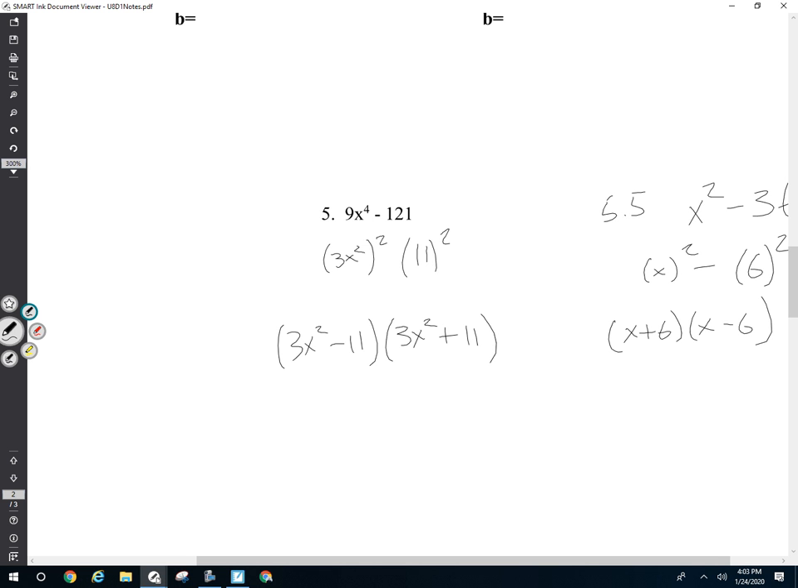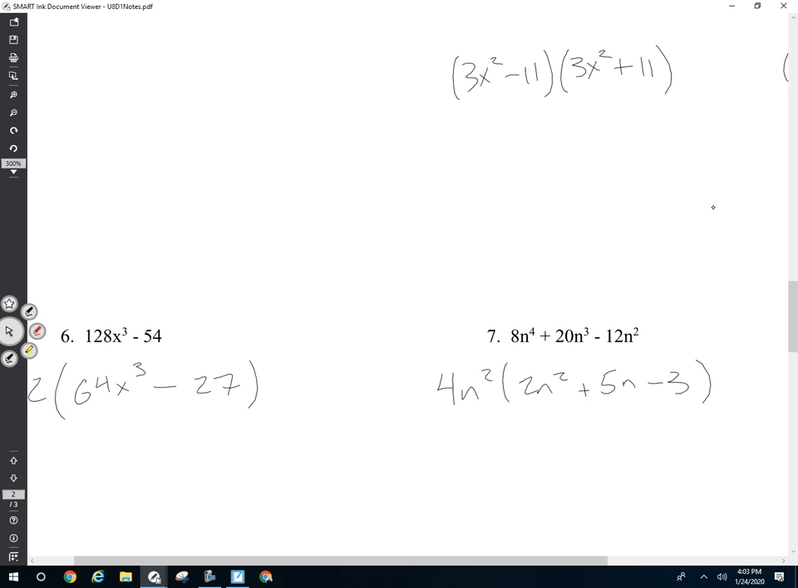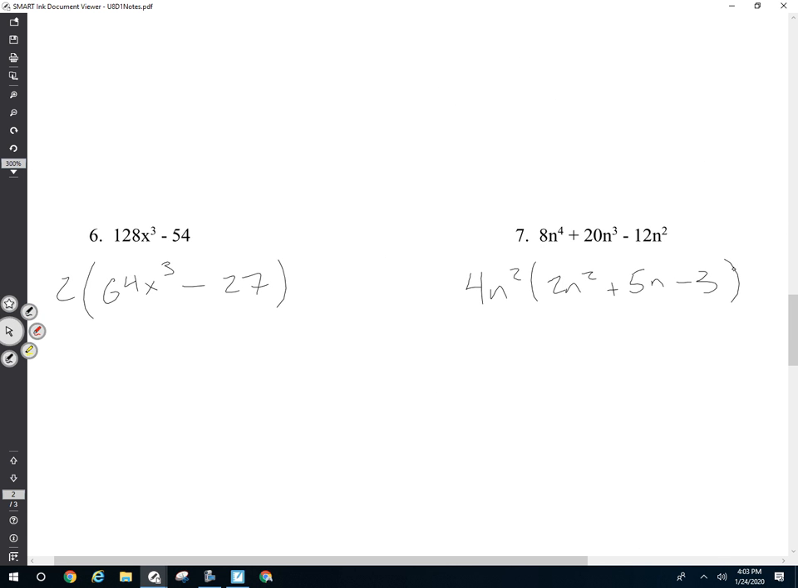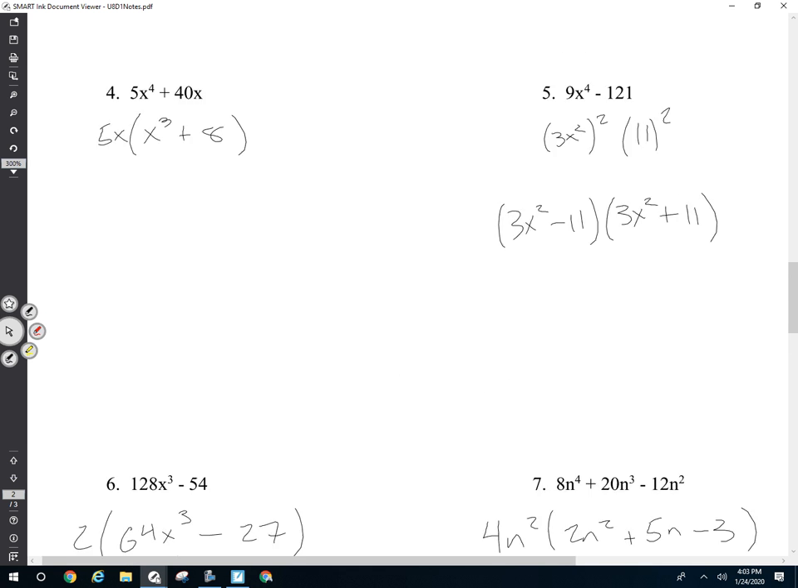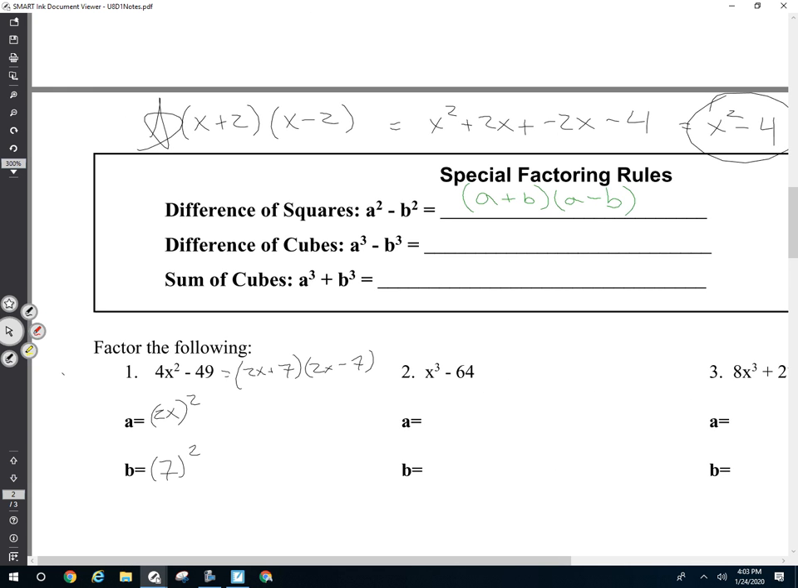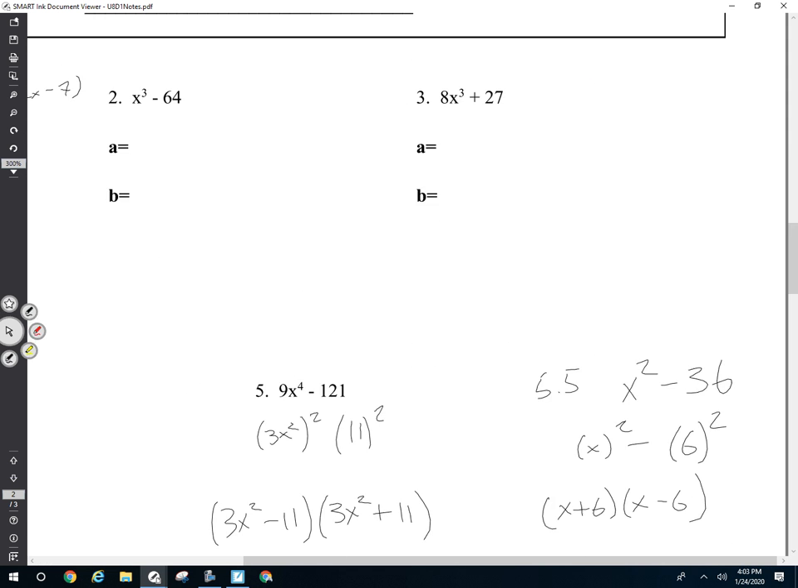Wait, why is this double squared? Well, it's x to the fourth, right? X squared times x squared is x to the fourth. So 3x squared times 3x squared is 9x to the fourth. Oh, okay. I thought it was the square. Okay. Let's see. Nope. I would do something else with this one. Okay. Let's look over here.